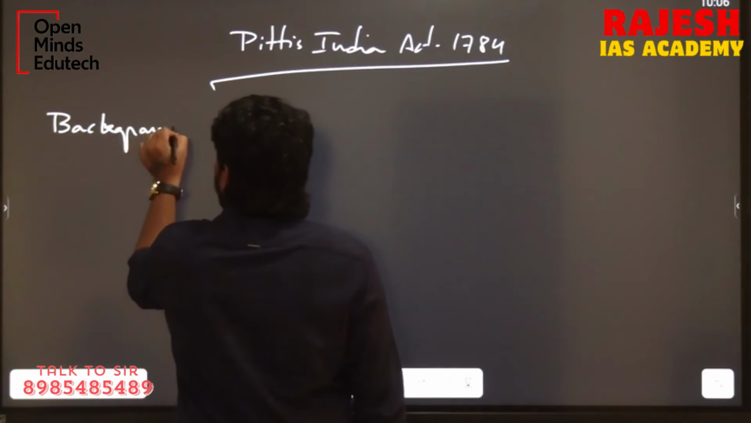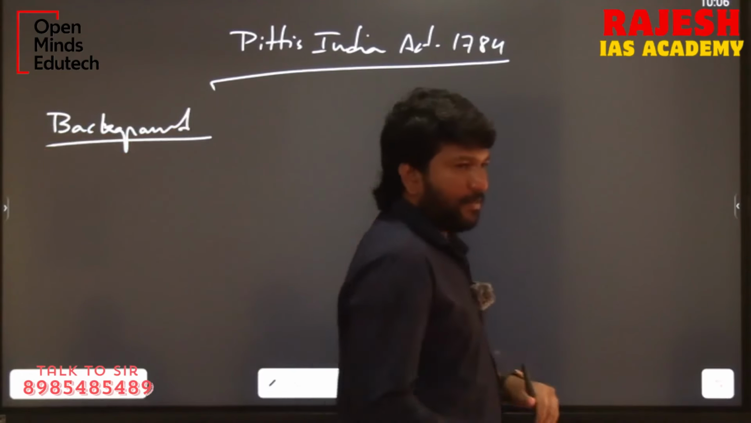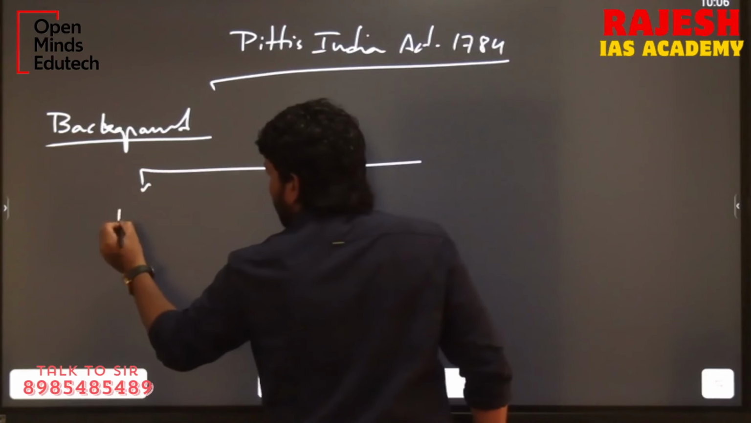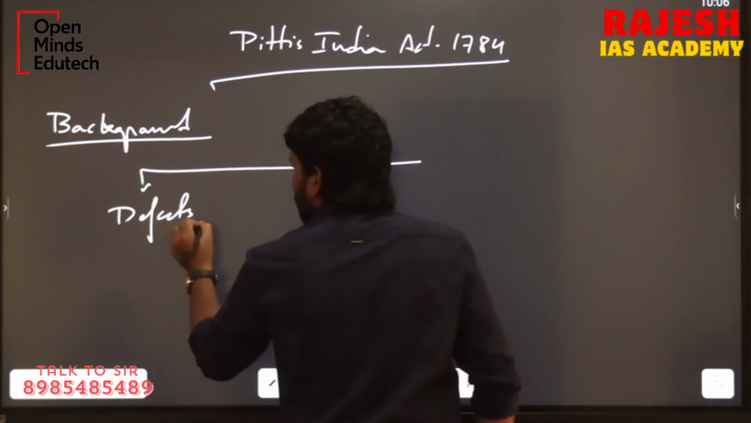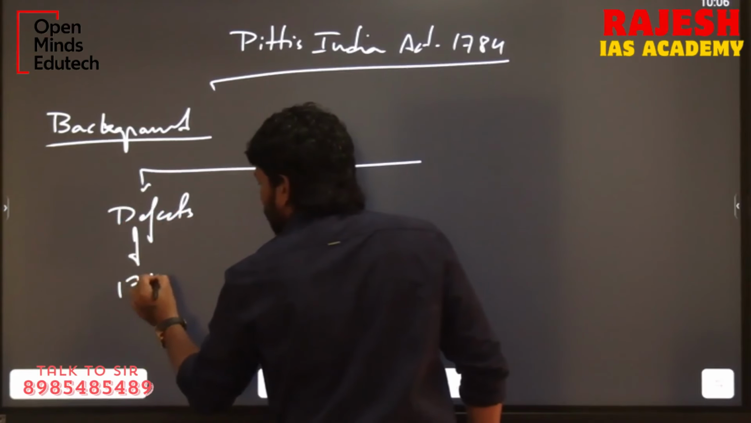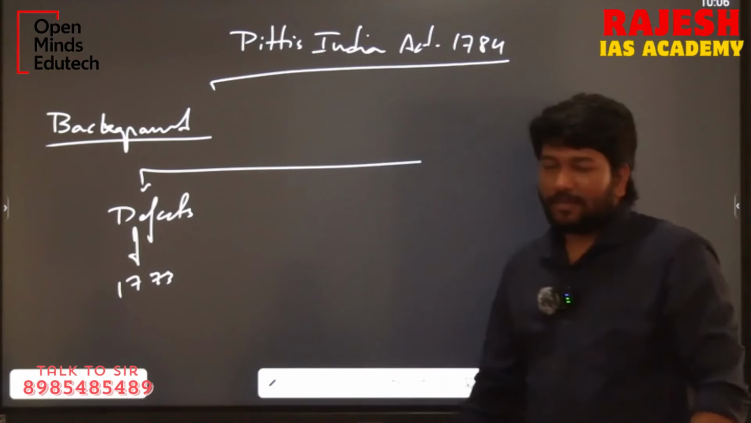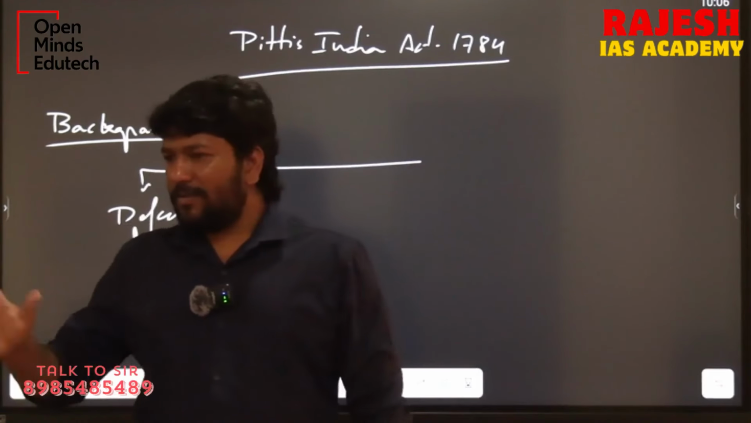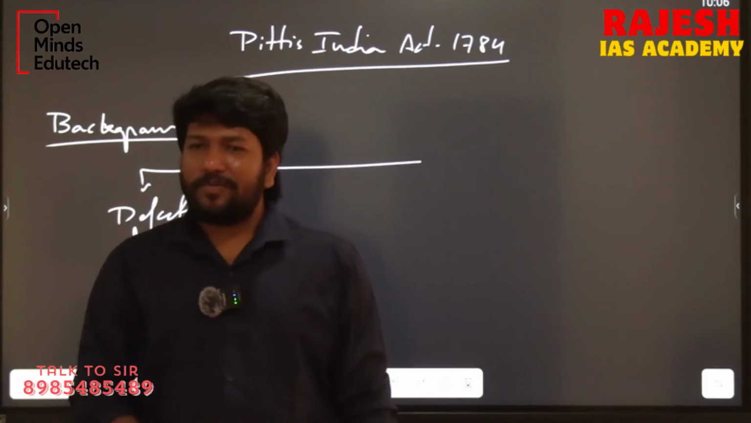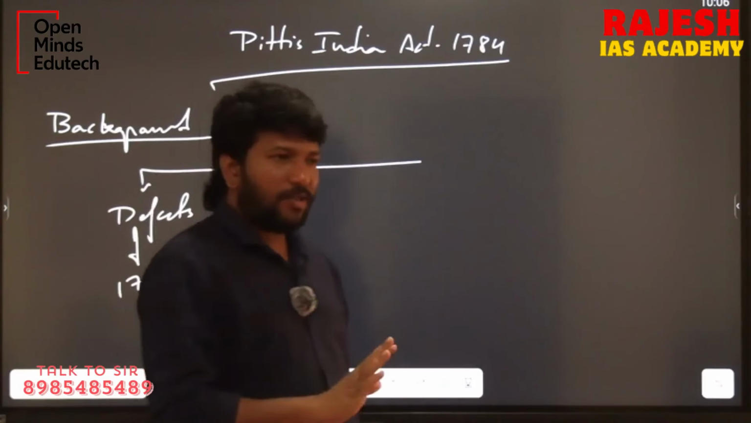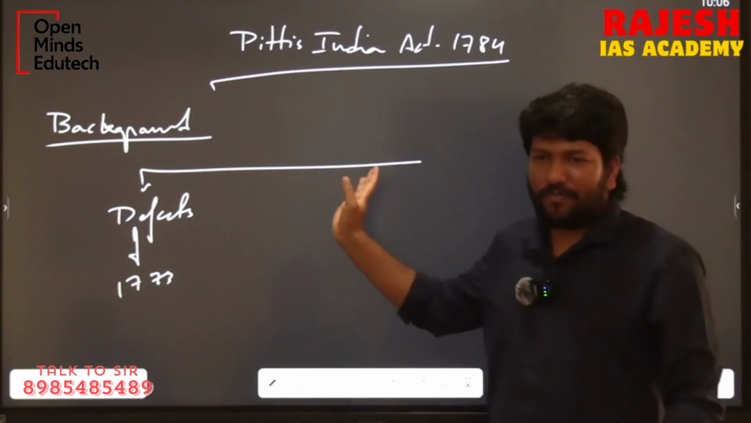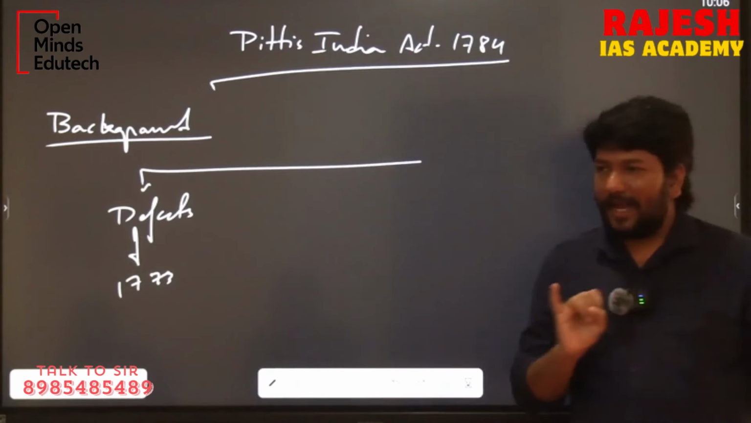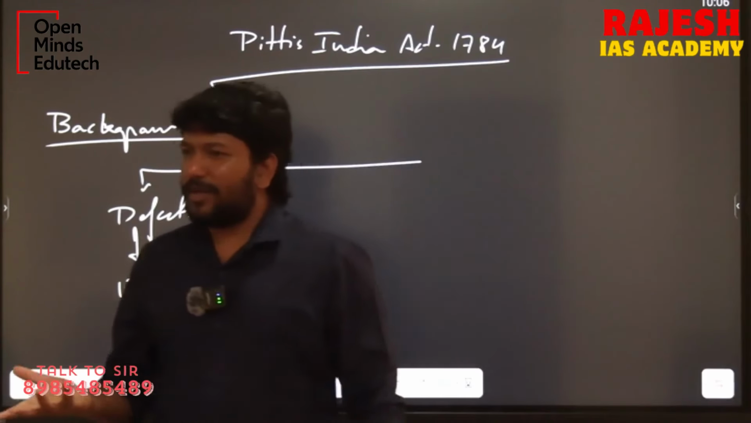Background means under which circumstances the act came. So, background. First one: the act came because of defects of the Regulating Act. See, I am discussing the concept. You should add the remaining provisions. See, in the Regulating Act, there is an establishment of the Supreme Court also. You should add all these points, but that will disturb the flow of the concept. I am not discussing those points.